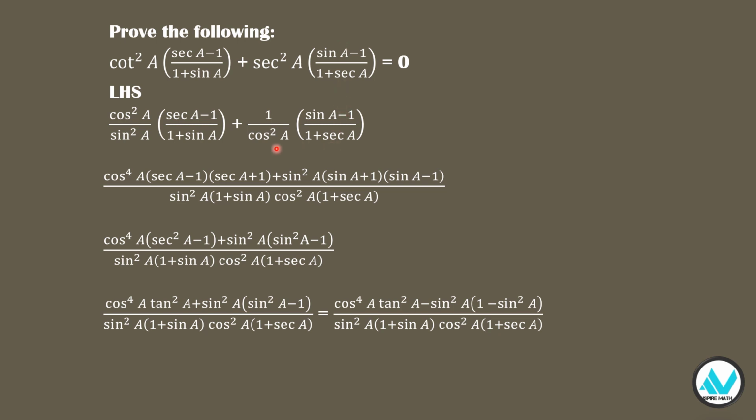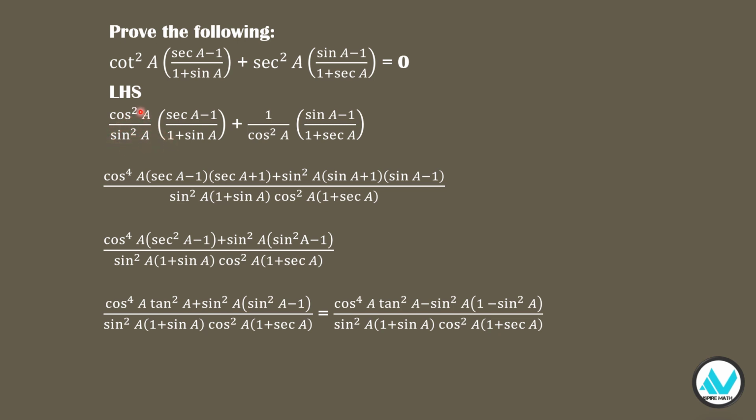Now let me take the LCM. The entire denominator becomes my LCM, that is sin square a into (1 plus sin a), cos square a into (1 plus secant a). Now whatever is not there in the denominator, let me multiply that in the numerator. Here I do not have cos square a and 1 plus secant a.